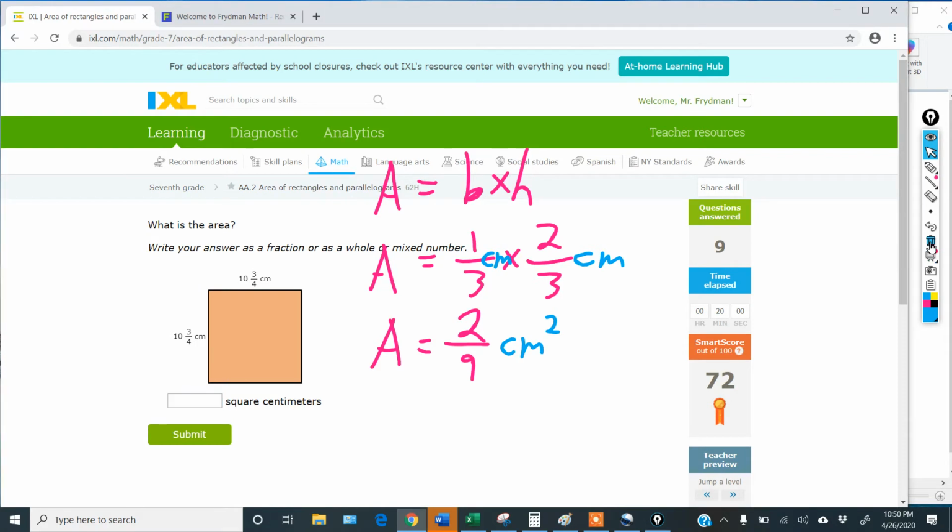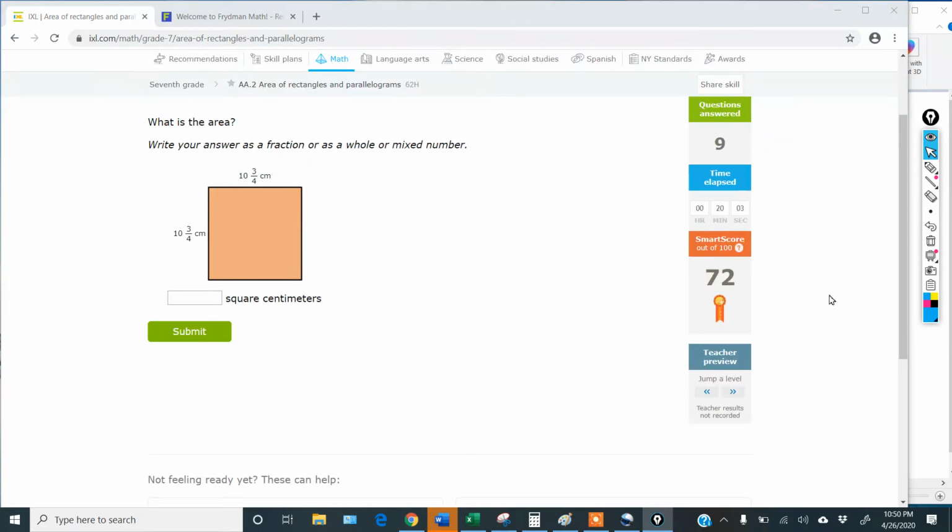Okay. All right. So let's practice with mixed numbers. So we have 10. Again, the area is the base times the height, so we're just going to be multiplying these. I'm not going to write out the whole equation again. We would just do 10 3/4 times another 10 3/4.